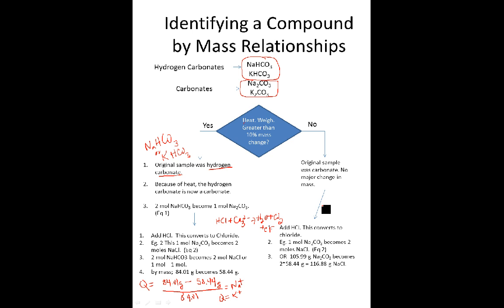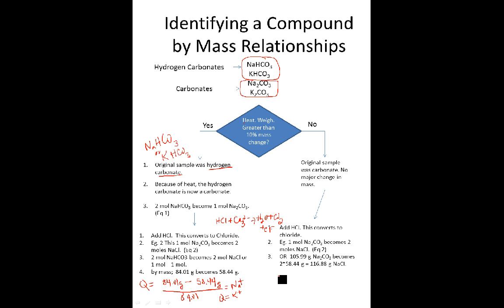Well, you're going to do the same thing. You add hydrochloric acid, they'll convert everything into a chloride, but your original carbonate, let's say it was sodium carbonate, produces 2 moles of sodium chloride for every 1 mole of carbonate you had. Or 105.99 grams of sodium carbonate, that's the molar mass, by the way, hint hint, becomes 2 moles of sodium chloride, and 58.44, if you haven't figured it out by now, is the molar mass of sodium chloride.